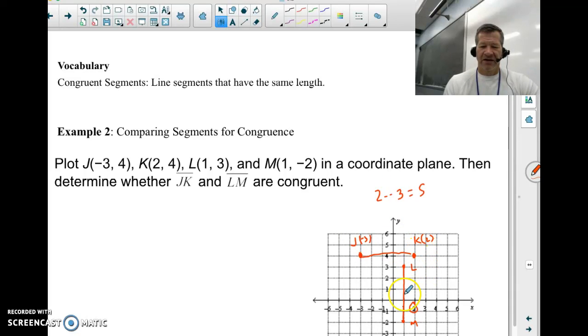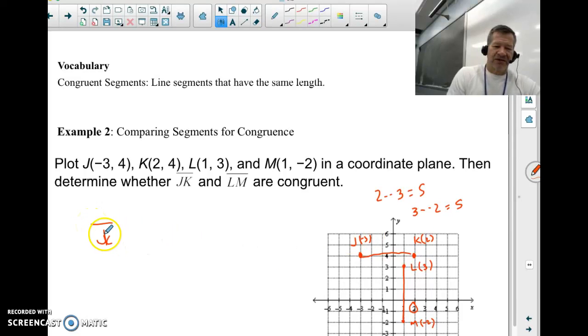Now, if we look at L and M, that's a vertical line, so we have to look at the Y values. L is up here at 3, whereas M is down here at negative 2. So once again, this time we have 3 minus negative 2, which is also 5. So in this case, we would say that JK and LM are congruent.